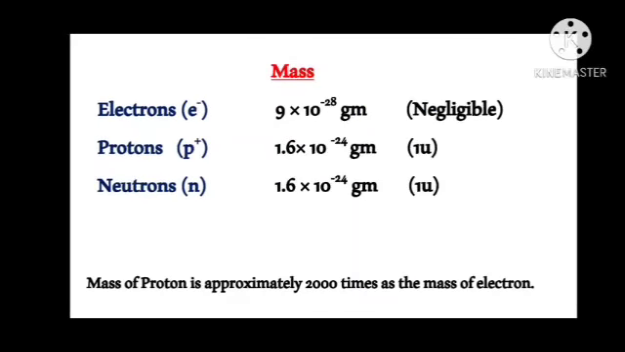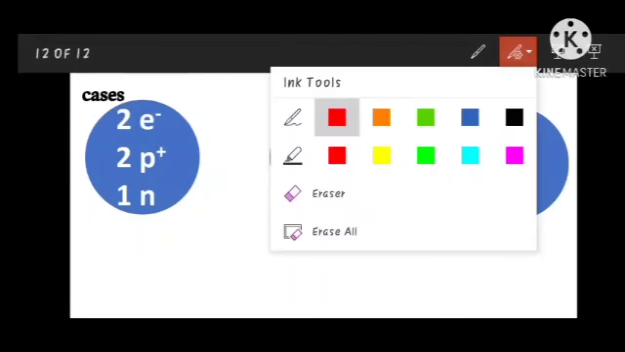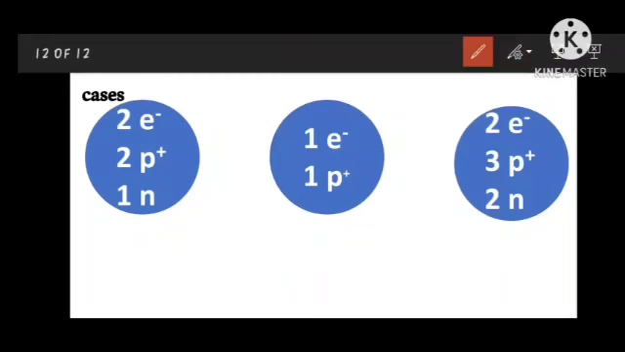So let's solve some questions. You can see you have to find out the net charge and mass on an atom in the following cases. Every circle is supposed to be an atom. I will solve one question for you and the rest two you have to do by yourself. First of all we have to calculate the net charge on the atom. The first atom, I will take this atom.